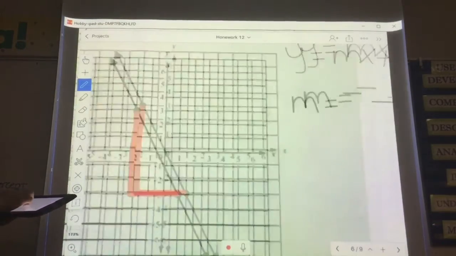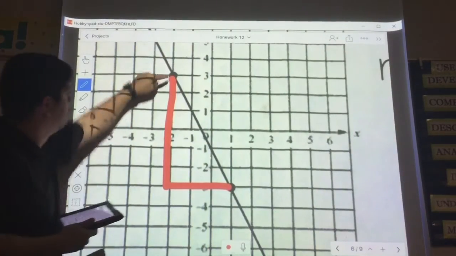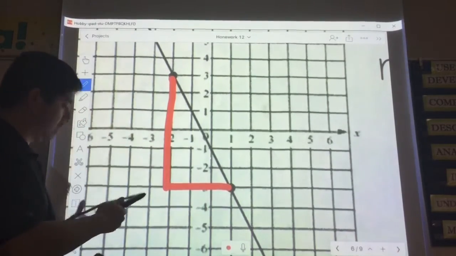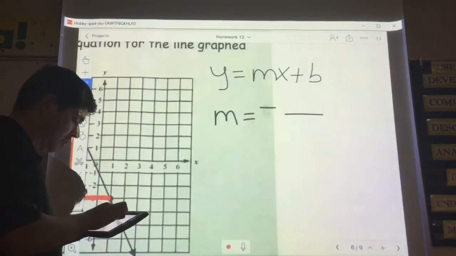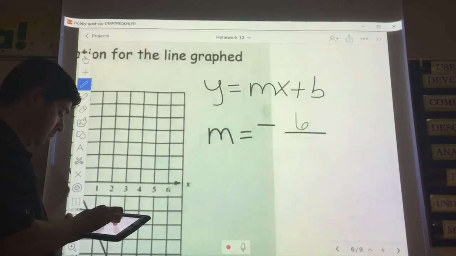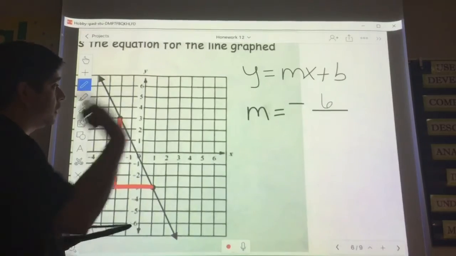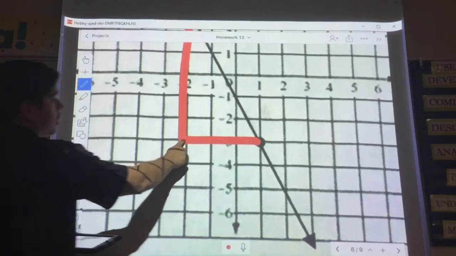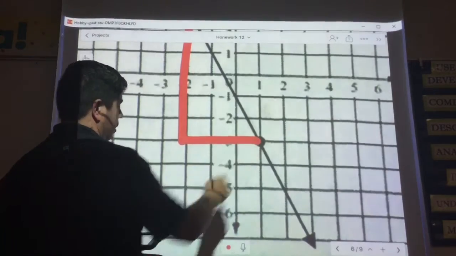So let's go back to my graph. Now I just count. 1, 2, 3, 4, 5, 6. So once I have that, that's going to be my numerator. I'm going to write it right there. Now let's find out what my denominator is going to be. This is what I'm counting to the right. 1, 2, 3.